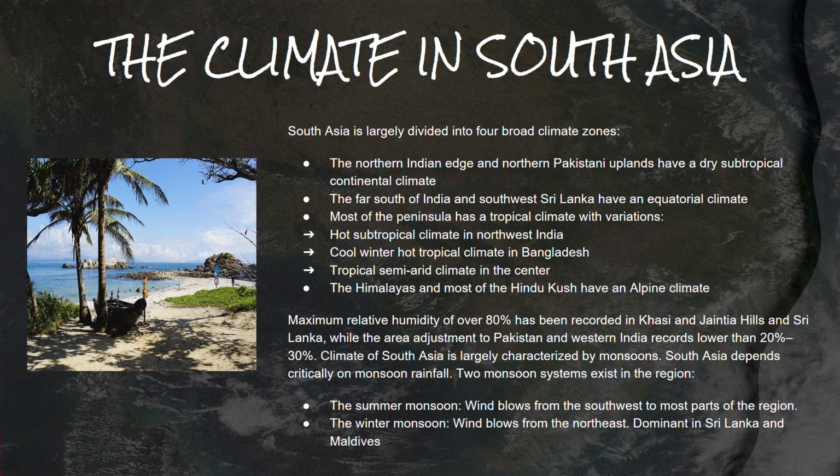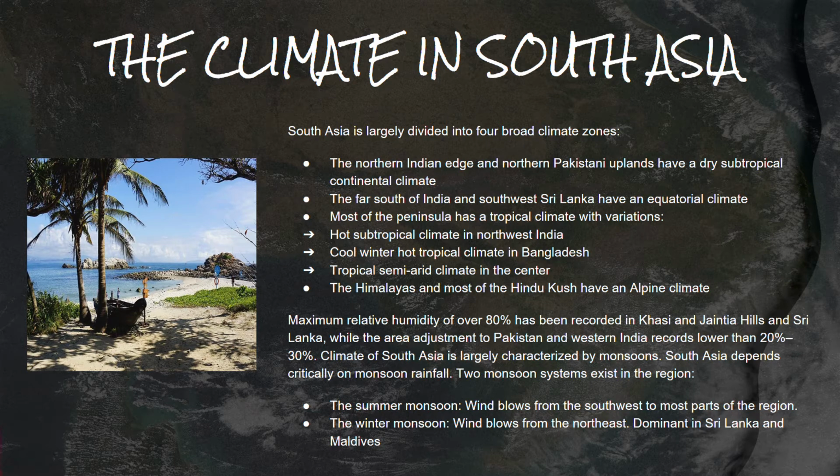The climate in South Asia. South Asia is largely divided into four broad climate zones. The northern Indian edge and northern Pakistani uplands have a dry subtropical continental climate. The far south of India and southwest Sri Lanka have an equatorial climate, and most of the peninsula has a tropical climate with variations such as hot subtropical climate in northwest India, cool winter hot tropical climate in Bangladesh, tropical semi-arid climate in the center.